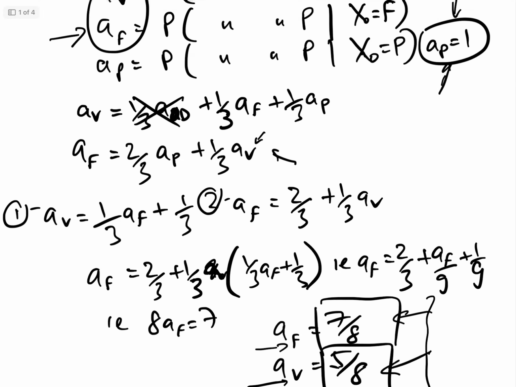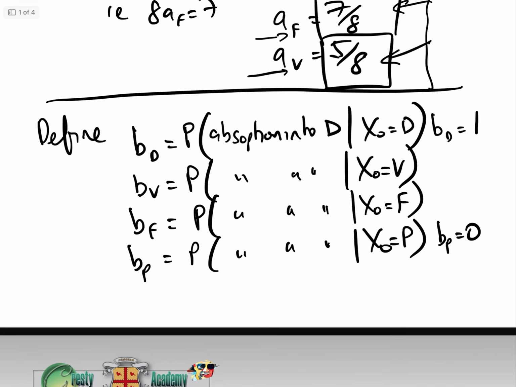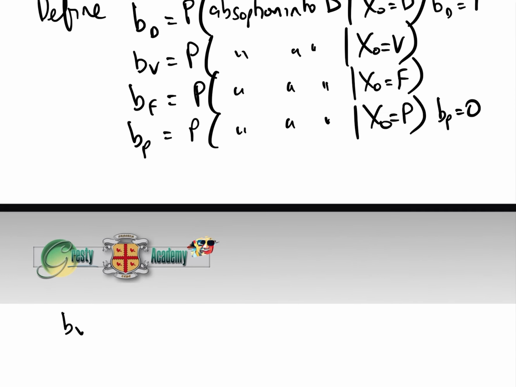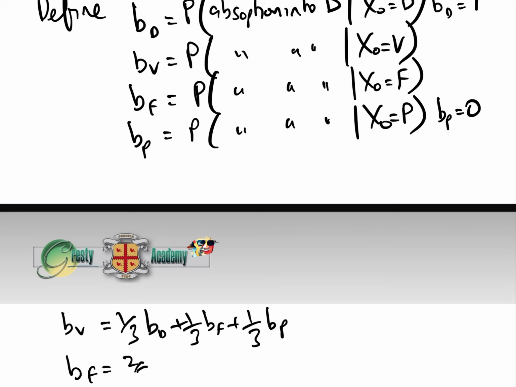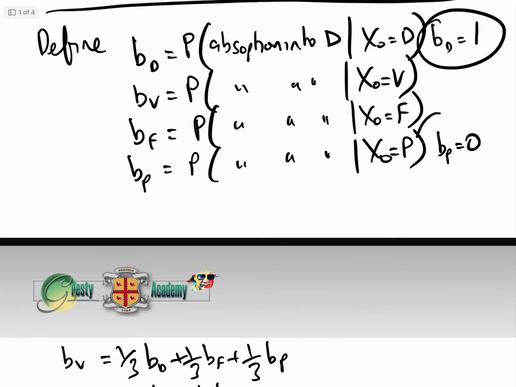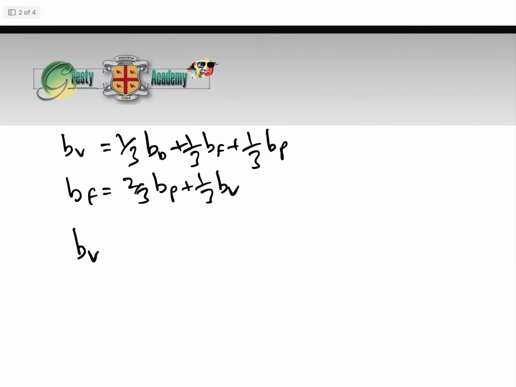Now, by exactly the same process that we used to get these two equations here, okay, well, let's try and put the equations here. We got that BV equals 1/3 BD add 1/3 BF add 1/3 BP, exactly the same equations, and BF equals 2/3 BP add 1/3 BV, exactly the same. But now we can put these two things in. BD is 1 and BP is 0, so we get that BV now equals 1/3 add, because we know that BD, i.e.